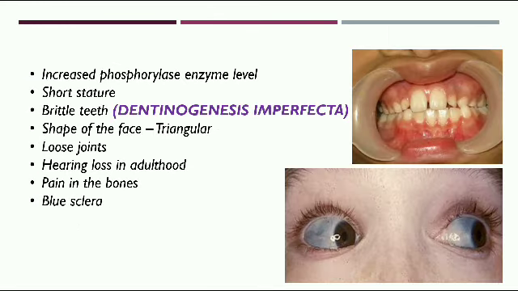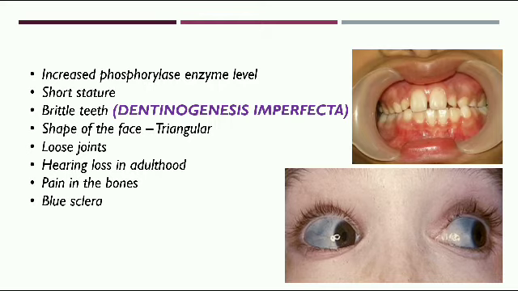What will you see more? That there will be brittle teeth, indicating the presence of dentinogenesis imperfecta. It isn't necessary that dentinogenesis imperfecta will be present with OI. It might be or it might not be associated with it.